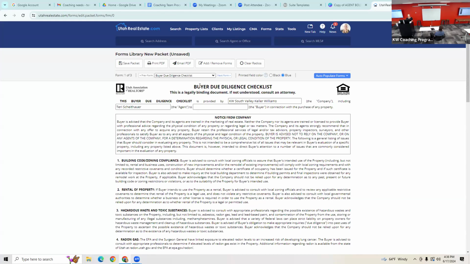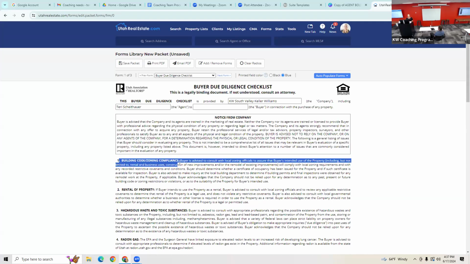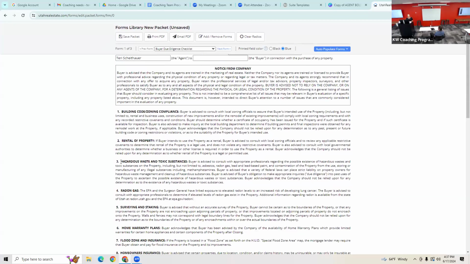So I will go through this and I just say, this is a buyer due diligence form. I will explain this paragraph to them, and usually only like the first sentence of each paragraph is enough to explain what this is. So I go through it fairly quickly. So I basically would say, Chris, so this document here is basically saying that I'm trained to market and sell real estate. I'm not trained, and I will go through a few of these, I'm not trained in building codes or zoning. I'm not trained in the use of rental properties. I'm not an expert in hazardous waste, radon gas. And I'm saying it literally exactly the same way I'm saying it to you.